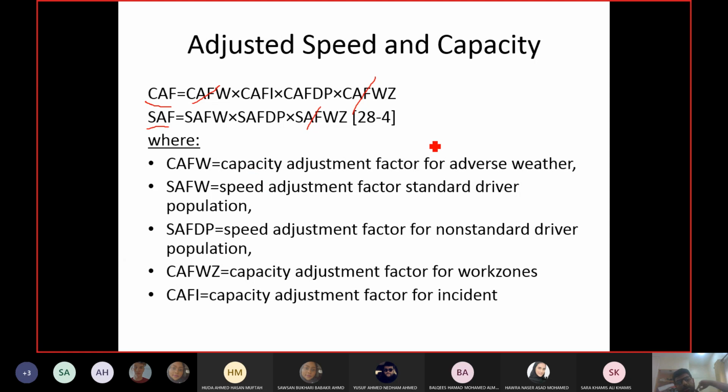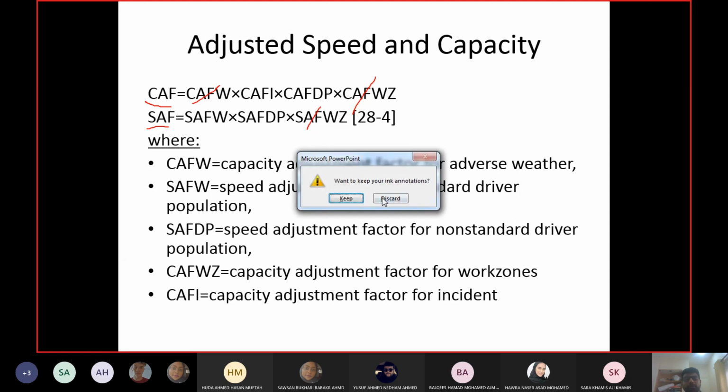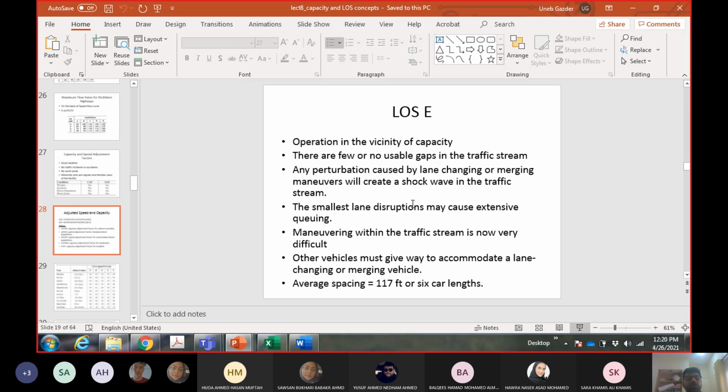I will talk more about the adjustment factors and individual values in the class tomorrow, Inshallah. So I'll stop here. If you have any questions, you can ask me.